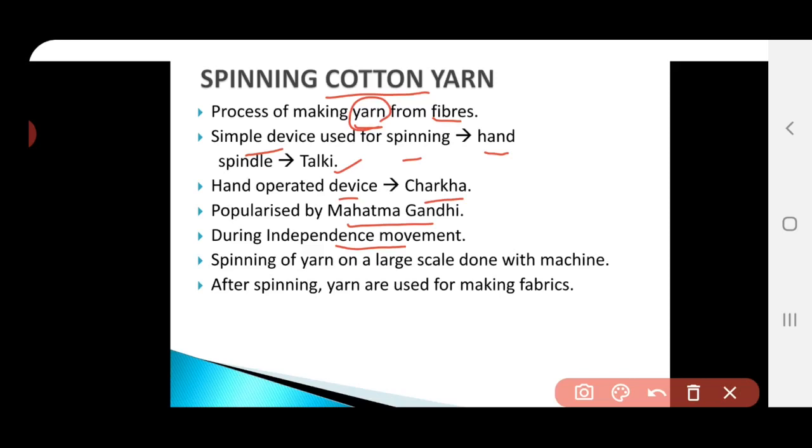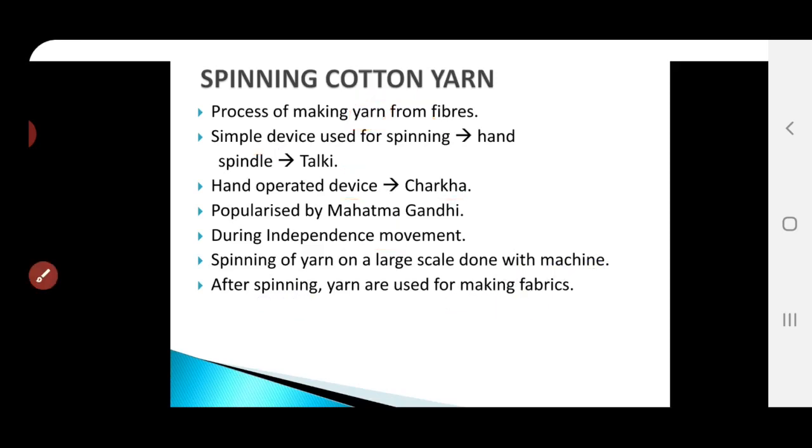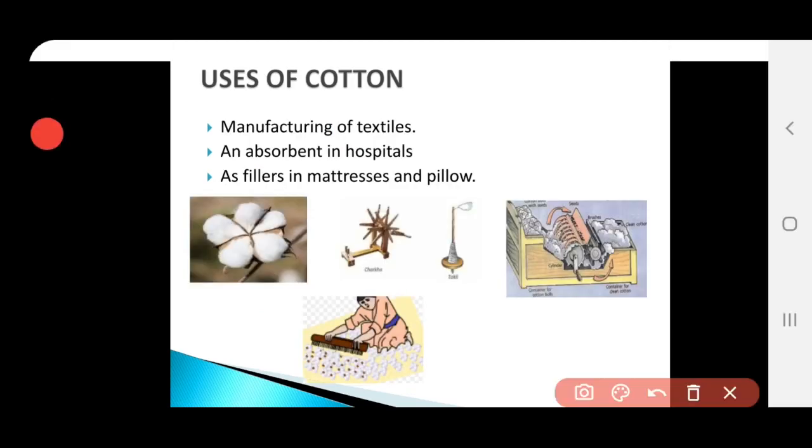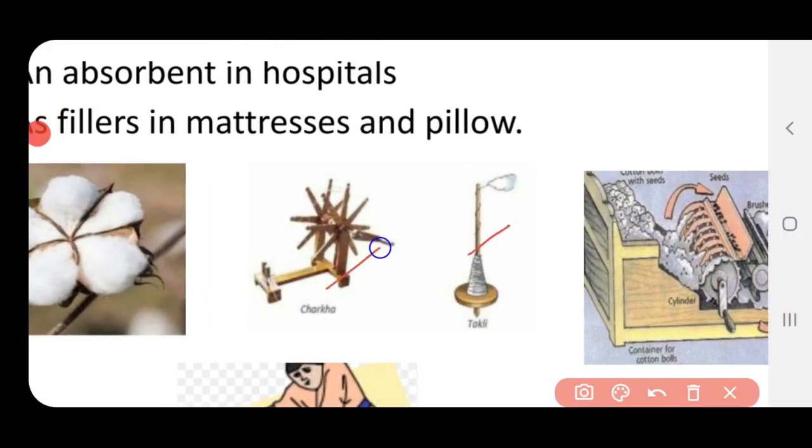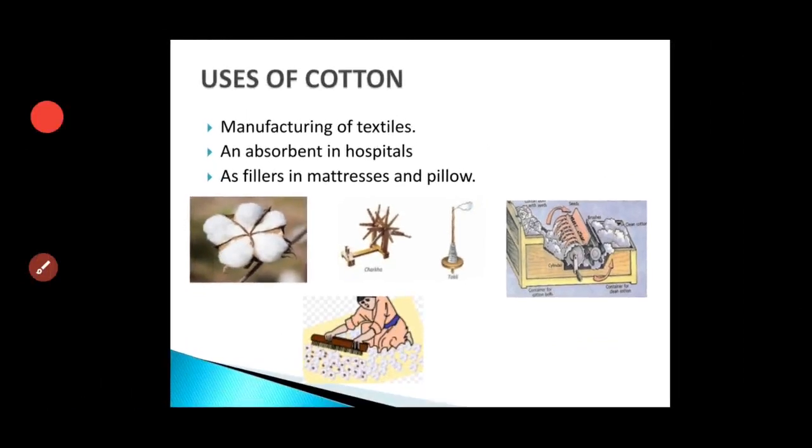Spinning of yarn on a large scale is done with machines also. After spinning, the yarns are used for making fabric. So only after the spinning process, the cotton is used for making the fabrics. And the uses of cotton: manufacturing of textiles, as an absorbent in hospitals, and as filler in mattresses and pillows. So these are the uses of cotton, and here you can see the takli and the charkha picture. This is used for the spinning process.